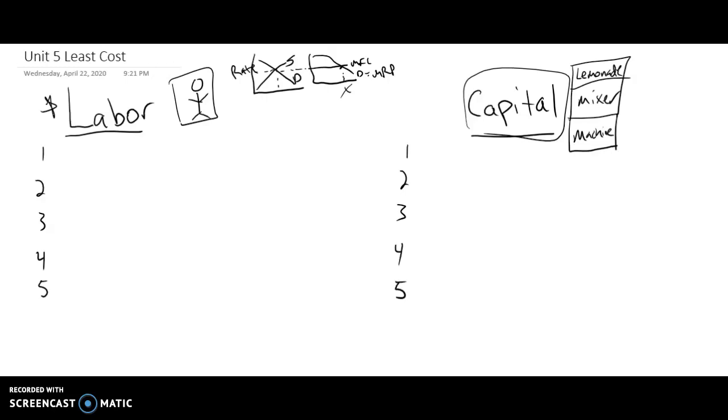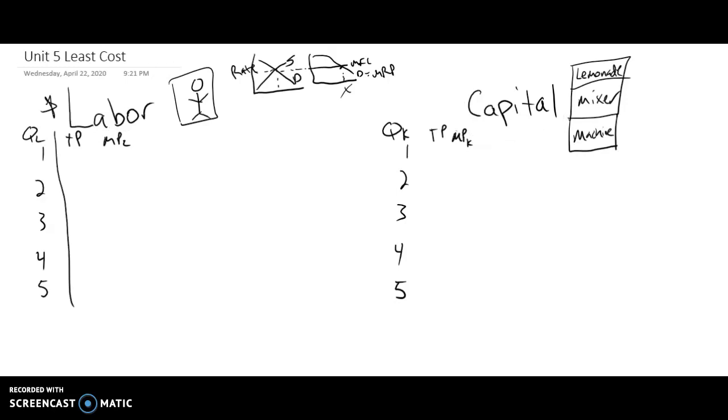or we could hire 1, 2, 3, 4, 5 machines, the lemonade mixer machine. And what we know is that no matter if we're hiring capital or hiring people, there are diminishing returns. So this is my quantity of labor. This is my quantity of K, which is capital in economics. I have a total product and a marginal product of labor, and a total product and a marginal product of capital. Let's erase some of this so it's easier to see.